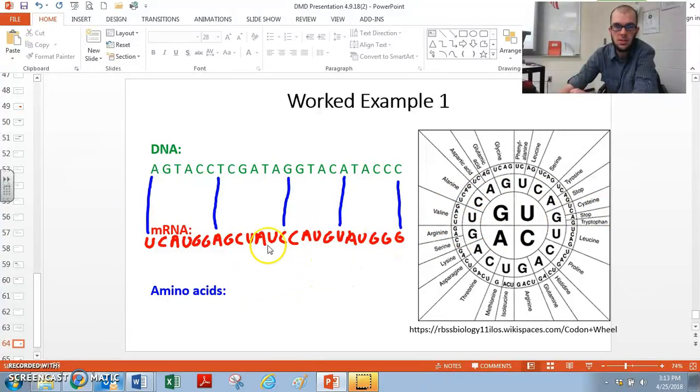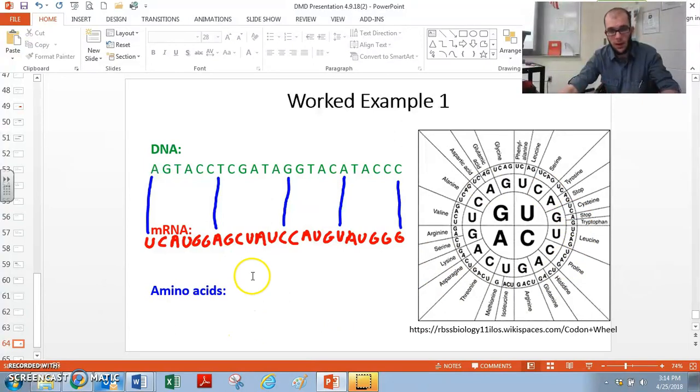So you can see that in any situation, A is going to transcribe down to a U, T will transcribe to an A, C will transcribe to a G, and then G will transcribe to a C. So now once we've done this, this is where we have to figure out, well, how do we start this? How do we use this chart over here to choose what amino acids to do?